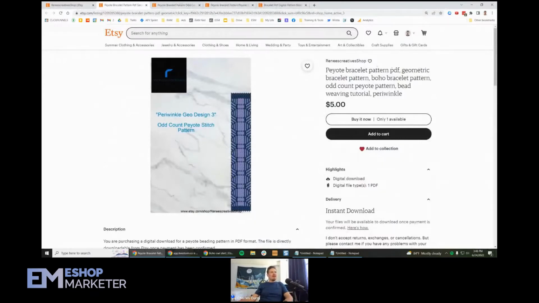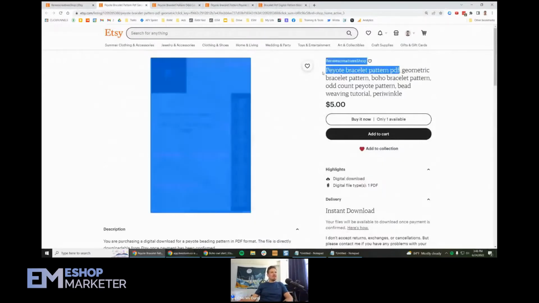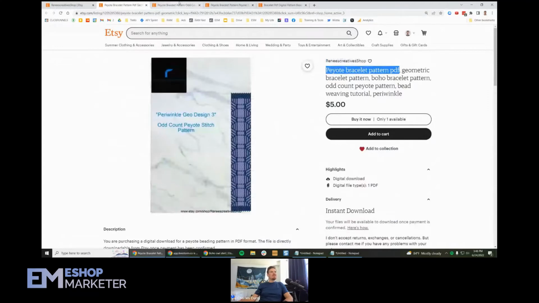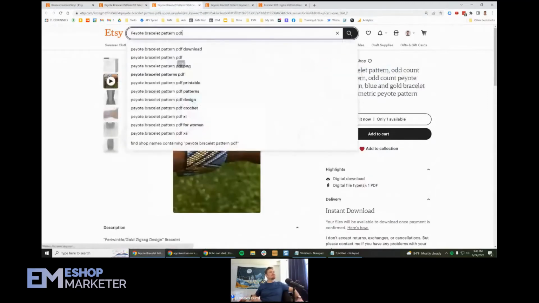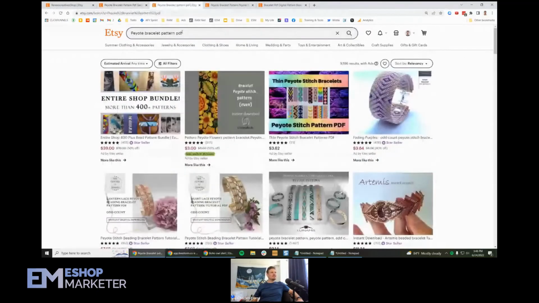Now let's look at the product keywords right here. We've got peyote bracelet pattern PDF. Let's see here, 9,186 results. So actually a pretty good keyword, not bad at all. That's perfect, right in the sweet spot range.